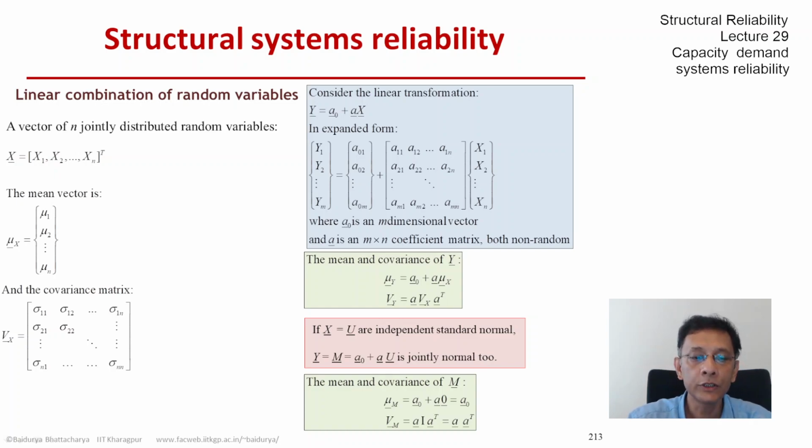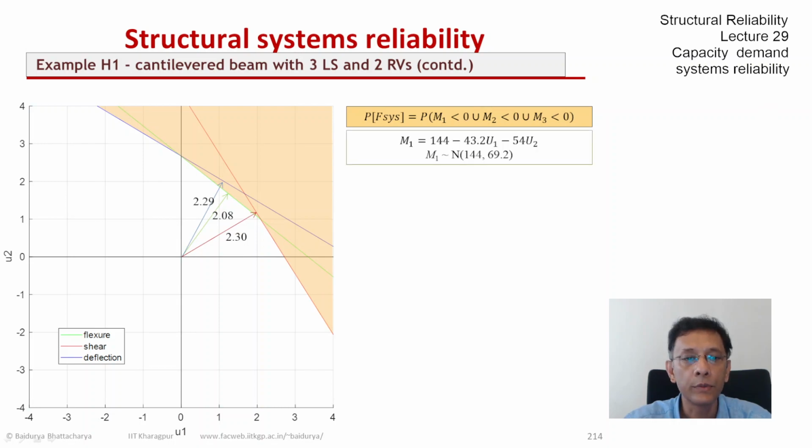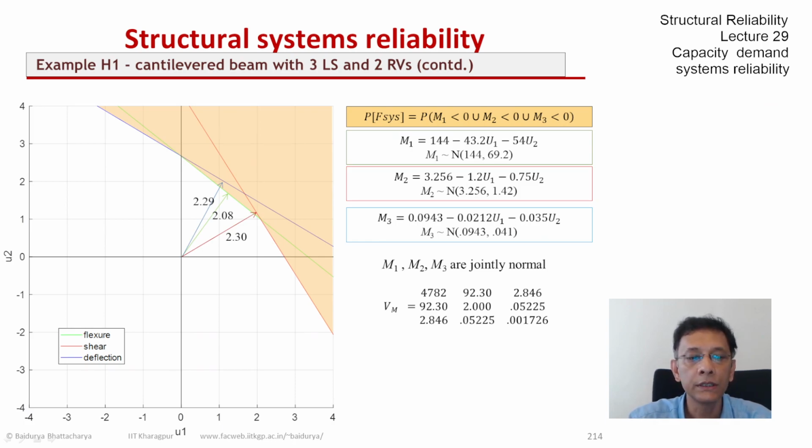So we need to remember this, and with this knowledge we can go back to our cantilevered beam problem and derive the covariance matrix and the mean vector of m being m1, m2 and m3, the three safety margins. So these are the individual beta values. This is the system reliability. These are the m's. So after doing the computation, the covariance matrix of m is what you see on the screen, the 3 by 3 symmetric matrix.